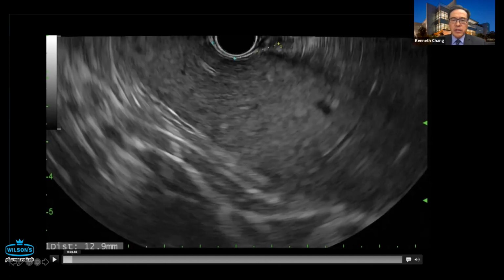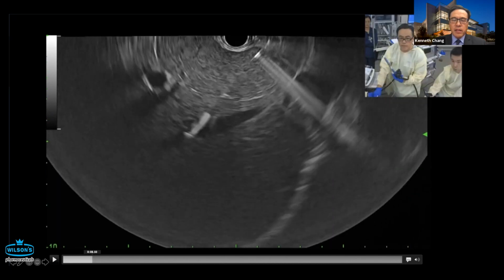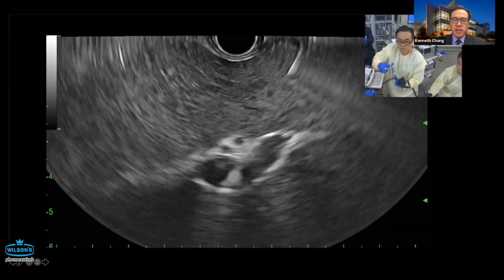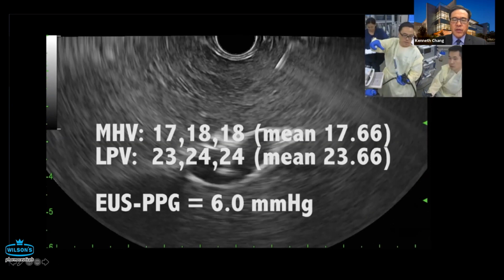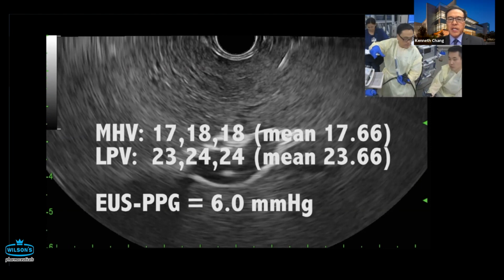So what we did, so here's the portal pressure measurement, and that's the needle in the middle hepatic vein. Pressure is 17. There's the needle in the portal vein, and the pressure is 23, 24. So the gradient is 6. This is very, very interesting, right? Because a portal pressure gradient of 6 is elevated. That's portal hypertension, but clinically, it's essentially subclinical, right? The platelet count was 198,000. The patient has no varices, no portal hypertensive gastropathy changes.